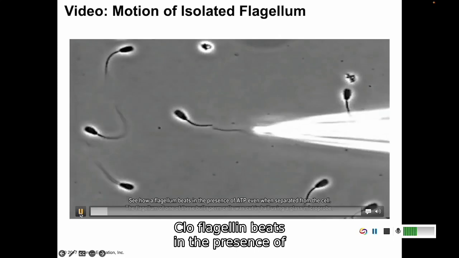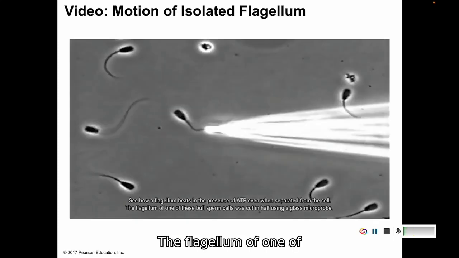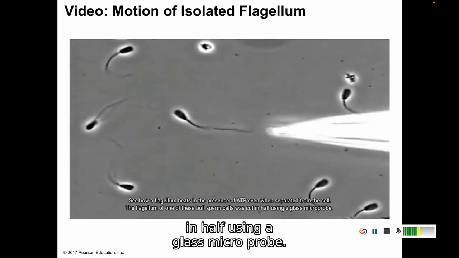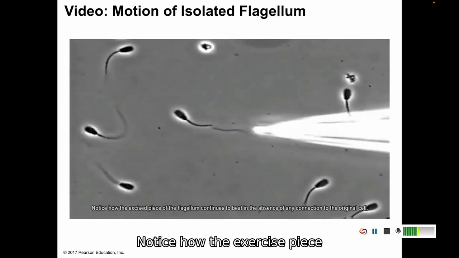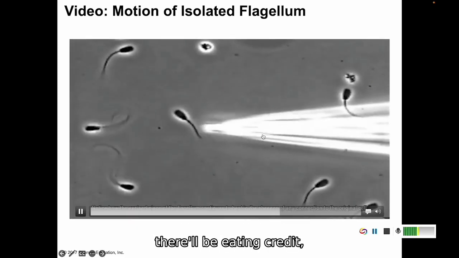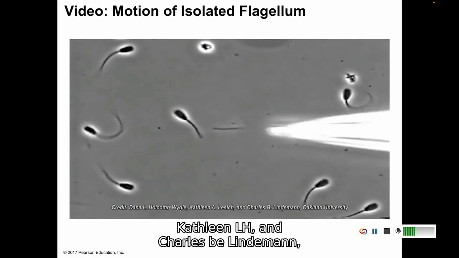See how a flagellum beats in the presence of ATP, even when separated from the cell. The flagellum of one of these bull sperm cells was cut in half using a glass microprobe. Notice how the excised piece of the flagellum continues to beat in the absence of any connection to the original cell. Still beating. Credit: Dana L. Holcomb-Weigel, Kathleen L. Leish, and Charles B. Linderman, Oakland University.